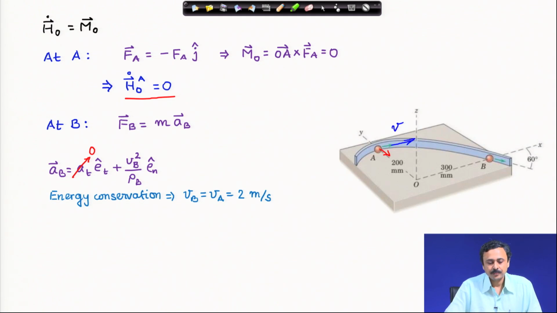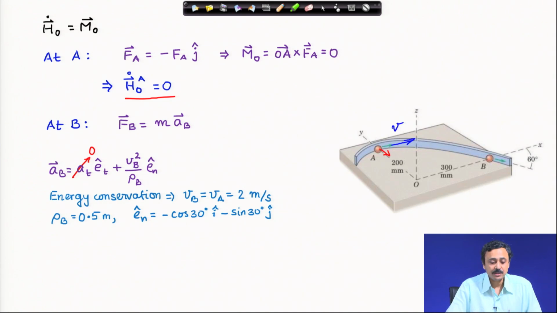Now, by energy conservation, there is no friction, etc. So, energy is conserved. Therefore, the speed at A must be equal to the speed at B, or speed at B is equal to the speed at A, which is 2 meter per second. Therefore, I can calculate what is the acceleration at B. Acceleration at B is equal to this v B square by rho B in the direction of e n cap.